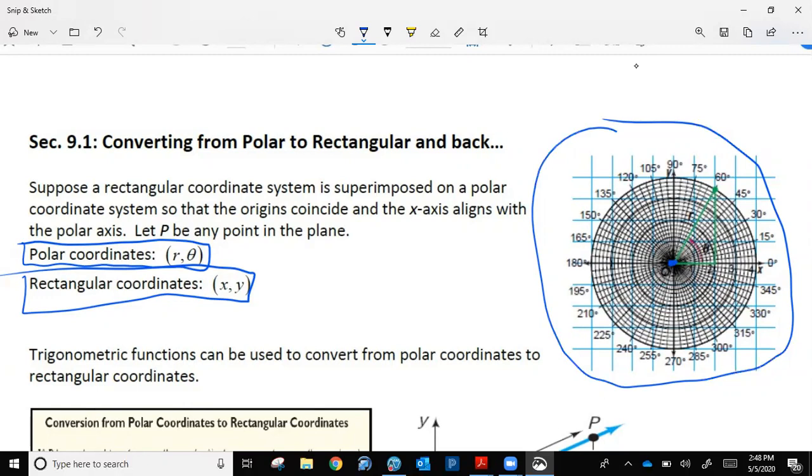How do we do that without having to draw pictures constantly? What formulas can we use to get there? And it's all going to come back to your right triangle work with some SOHCAHTOA. That kind of never goes away.